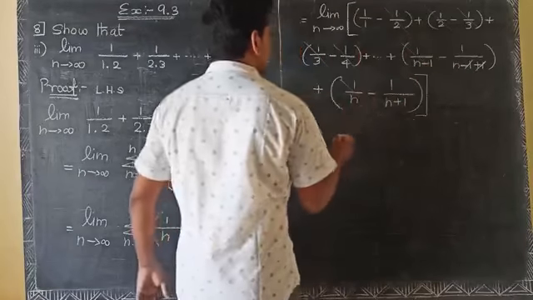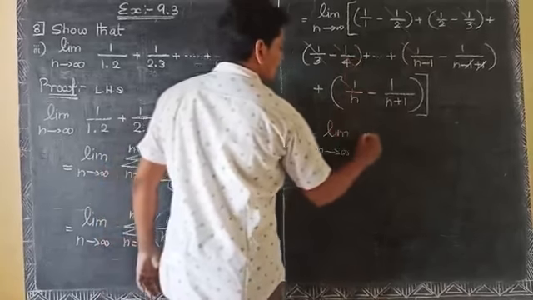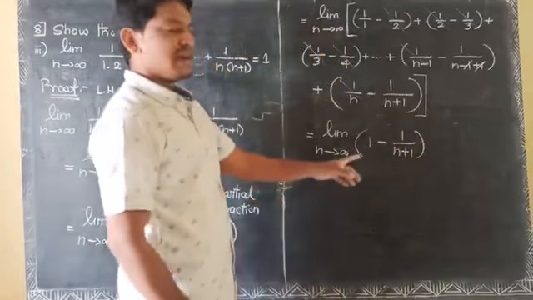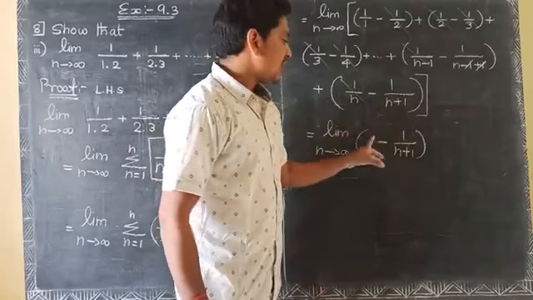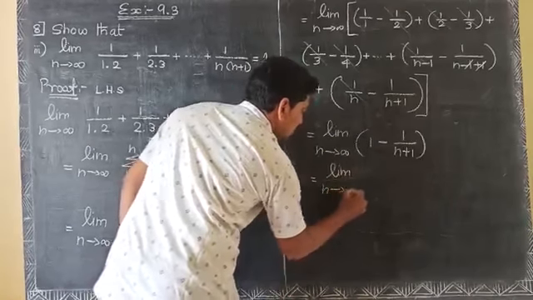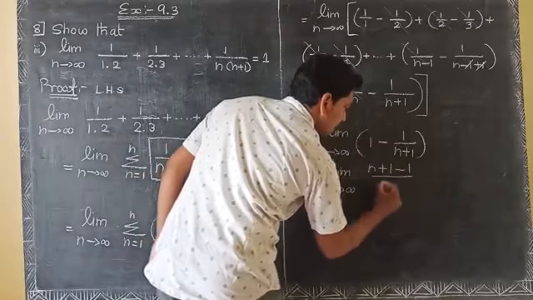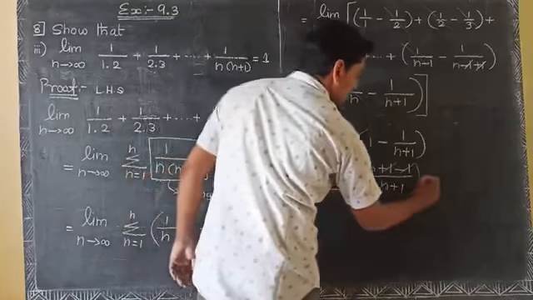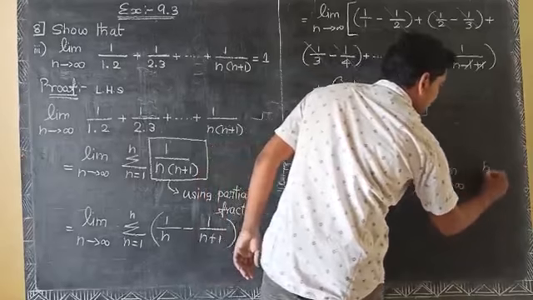Finally, we get the limit as n approaches infinity of 1 minus 1 divided by n plus 1. That is the first term and the last term remaining. Using cross multiplication, that is the limit as n approaches infinity of (n plus 1 minus 1) divided by (n plus 1). Here plus 1 and minus 1 are cancelled. Finally we get the limit as n approaches infinity of n divided by n plus 1.